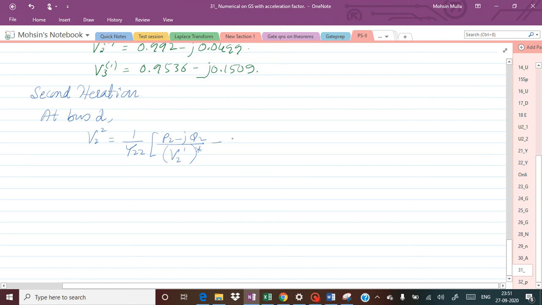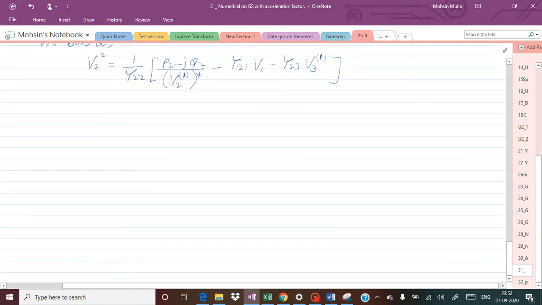Okay, so then I is 2, so y2k equals 1, as it is V1 minus y23 V3. Now here it is 2, so here it is going to be 1, earlier it was 0. These changes we need to remember. Now let us substitute the parameters.